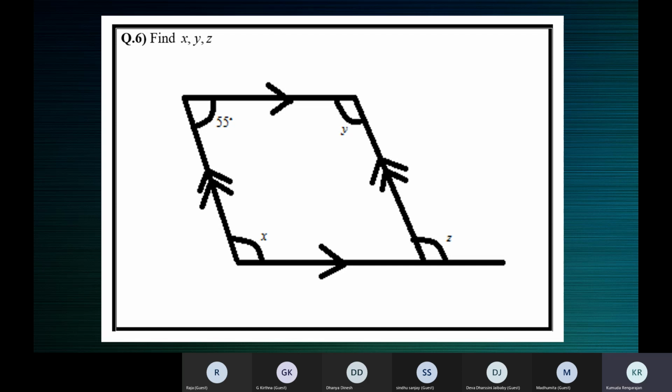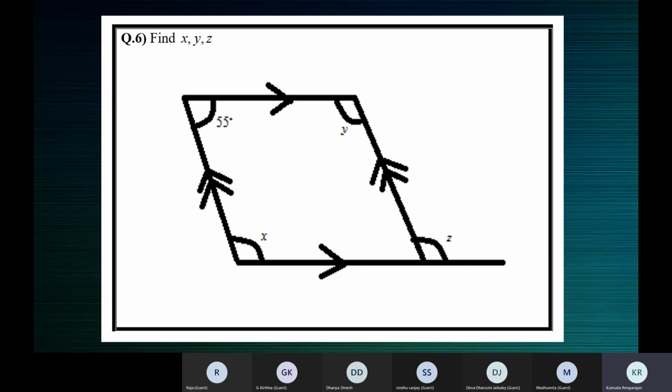Sanjay rightly said X plus 55 is equal to 180 degrees because it's a parallelogram. In a parallelogram, adjacent angles are supplementary. So X plus 55 is equal to 180. X is equal to 125 degrees.